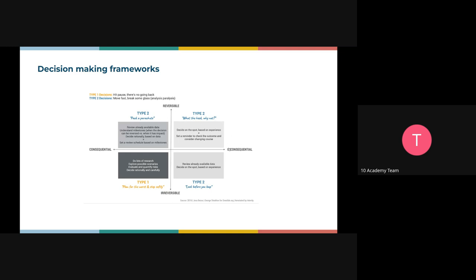So the other type 2 is something that you can reverse and doesn't really have a consequence. So why not just do it? So decide on the spot based on experience, and then set a timer, set a reminder to check the outcome, and if it doesn't work well, since it's a reversible thing, you can decide to change next time.